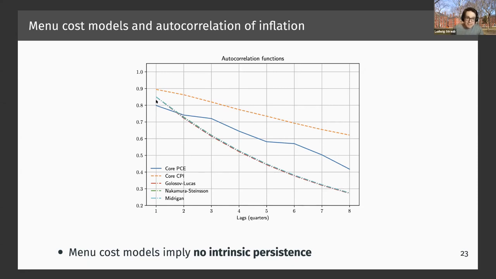And the reason is that none of these models generates intrinsic persistence, because they operate like a Calvo model, they inherit the persistence entirely from the marginal cost process that you put in. And as we saw, that marginal cost process is not going to have enough persistence for inflation. And that's why there's too little persistence implied by the models, or too little inertia, if you like, implied by the menu cost models.